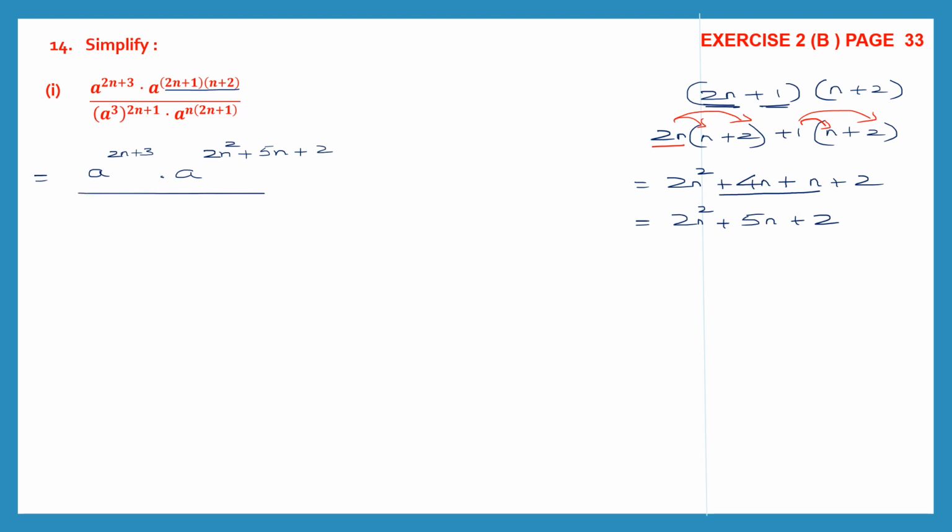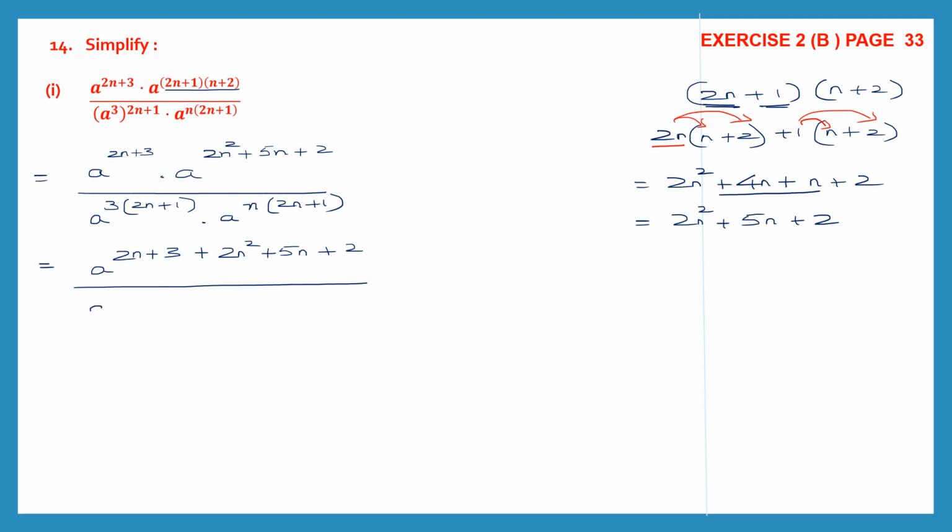Now here what do we have? Here we have a raised to the power of 3 into, using the power law, that will be 3 into 2n plus 1 into, again, a raised to the power of n into 2n plus 1 is already given to us. Now let's simplify it further. Now here the base is the same, it's multiplication, so we add up the powers. So this is going to be a raised to the power of 2n plus 3 plus 2n square plus 5n plus 2.